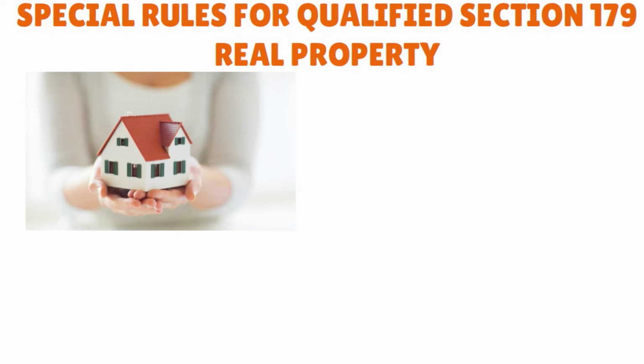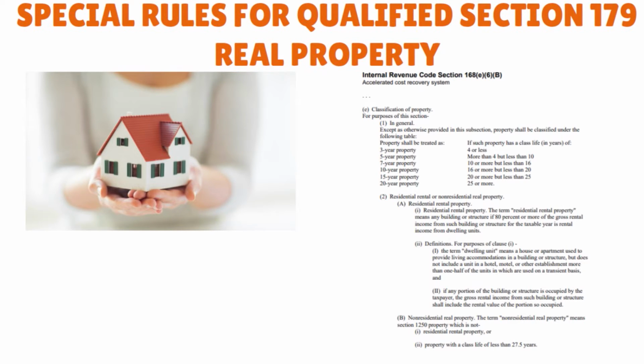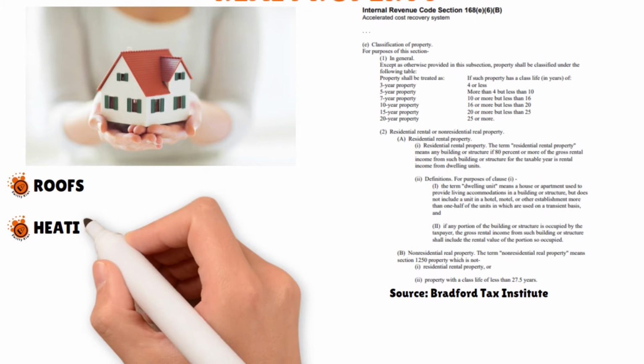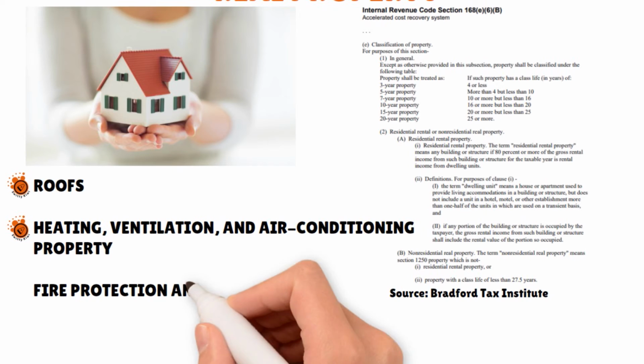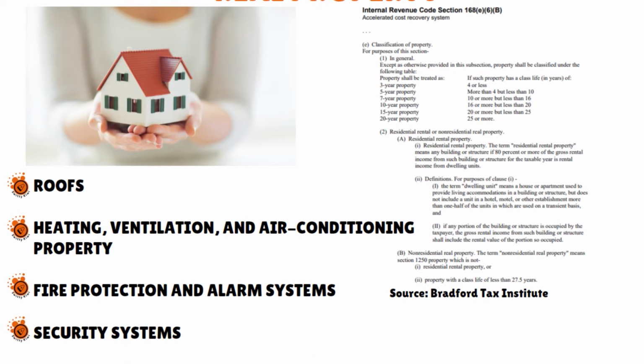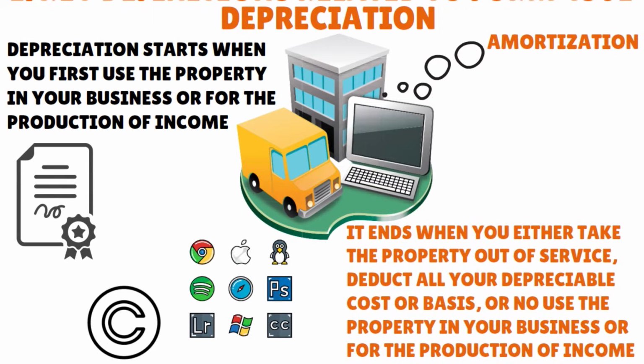And make sure that the qualified improvement property as described in section 168(e)(6) is applicable to you, and any of the following improvements to non-residential real property placed in service after the date the non-residential real property was first placed in service. So things like roofs, heating, ventilation, and air conditioning property, fire protection and alarm systems, and security systems, right? So this property is considered qualified section 179 real property. And so you have amortization.